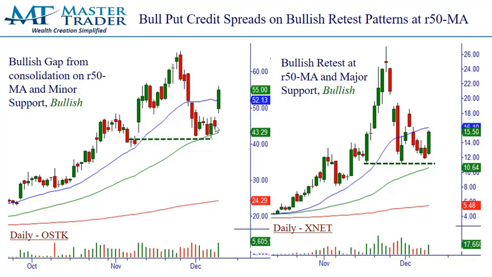When it gapped up here, we sold an out of the money $40 put, and then we bought an out of the money put, I think the 35. All we're doing is predicting that based on this pattern and gap, this $40 strike price is going to hold to expiration, and we make our maximum gain.